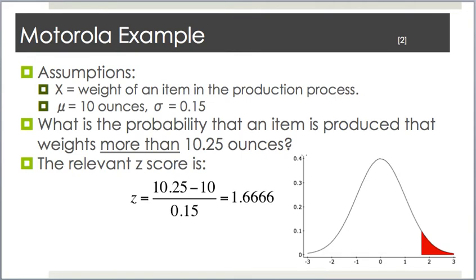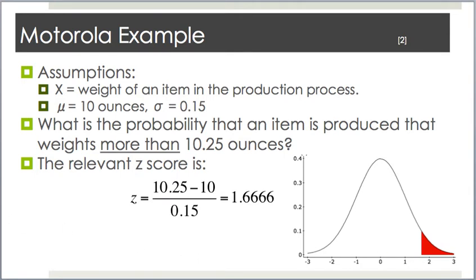So we'll go back to our Motorola example from a previous video where we saw that the mean weight of an item in a production process was described by the random variable x, which is normally distributed. The mean weight of these items is 10 ounces and the standard deviation is 0.15. And our question here is, what is the probability that an item is produced that weighs more than 10 1/4 ounces? And we saw in the last video that we could compute a z-score. In this case, the z-score would be 1.666, and so if we looked at the standard normal curve, which is over here, we see the z-score is right here at 1.666, and we're looking for the probability that an item is going to be over here in this right tail of the curve.